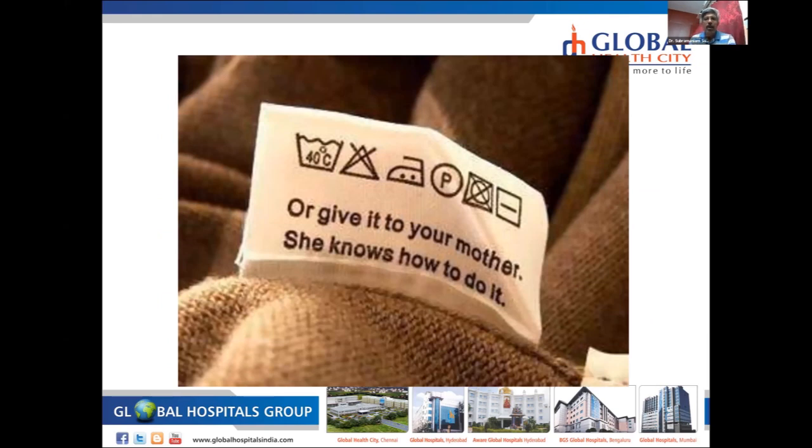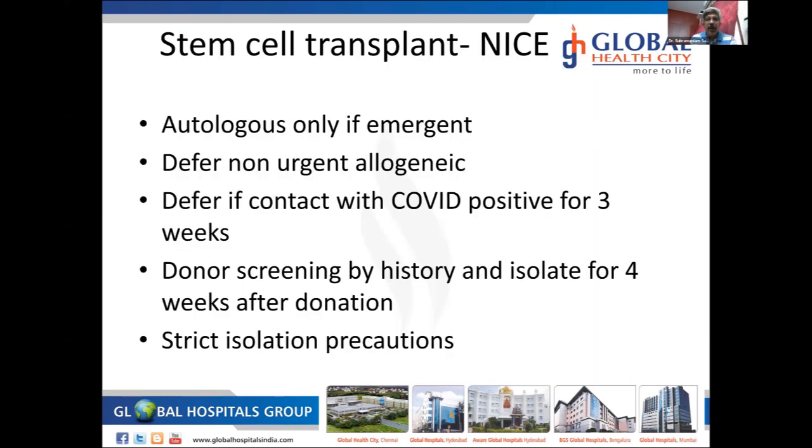What about transplant? As far as stem cell transplant is concerned, I thought the NICE guidelines were pretty sensible. Do autologous transplant only in an emergent setting, because most of the time autologous transplant is something which can be deferred for some time. Non-urgent allogeneic, for us, that is for non-malignant purposes like thalassemia, has to be deferred. And even for those with urgent need, be careful if they've had any contact with a COVID positive person for at least 3 weeks, because that's going over the incubation period. And when you have a separate, unrelated donor for allogeneic, you need to screen the donor by history and make sure that they were isolated for at least 4 weeks.